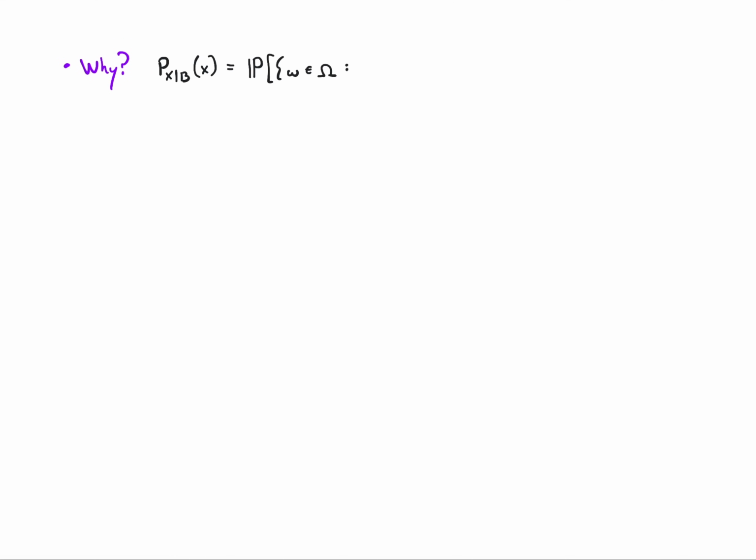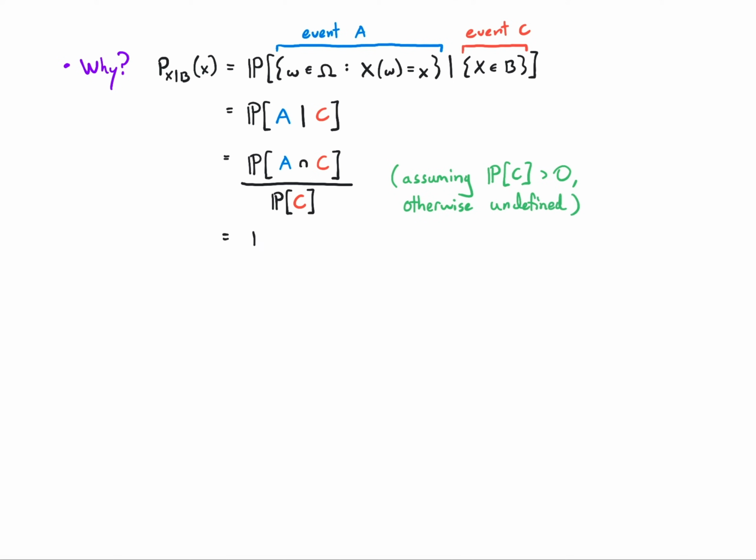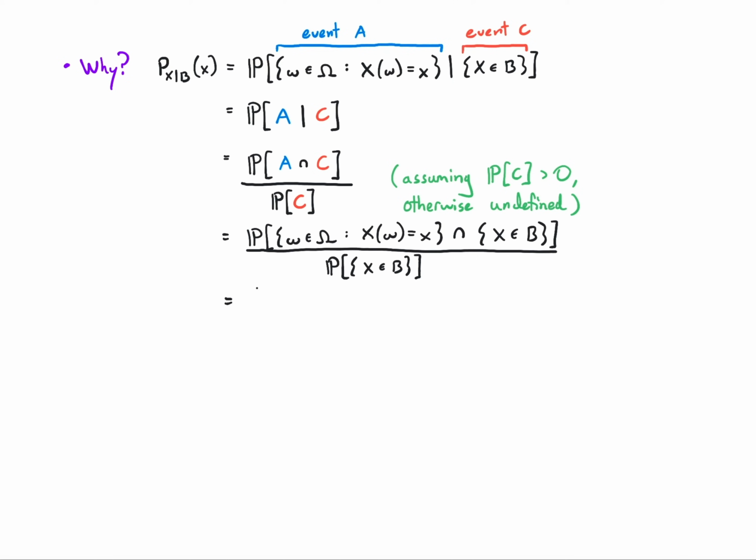Let's go into a little more detail to see why this is true. Let's write out the definition of the conditional PMF in the abstract form. Let's call this first thing event A, and this second thing event C, since we're already using B. Then this is just the probability of A given C. By the definition of conditional probability, that's the probability of A intersect C divided by the probability of C. Now we plug back in the events A and C, and then divide by the probability of C.